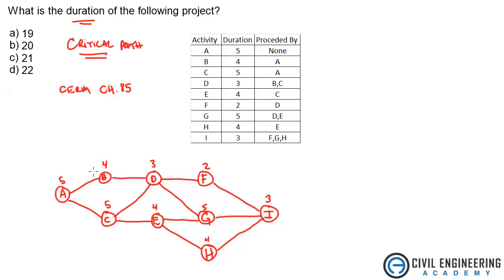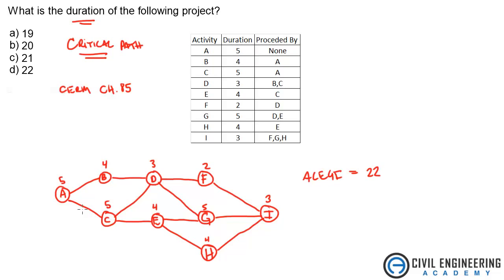And I can tell right off the bat, if we go from A, C, E, I'm just going to choose a route that looks long. So A, C, E, G, I. That adds up to 22. Let's see if anything else beats that.